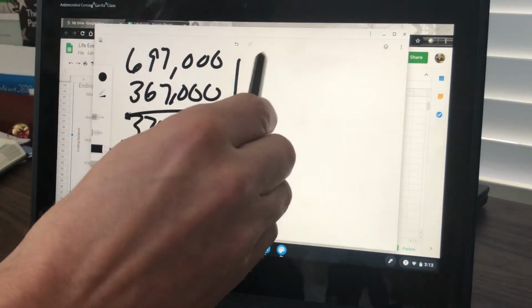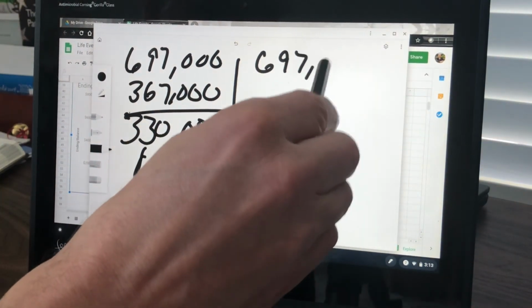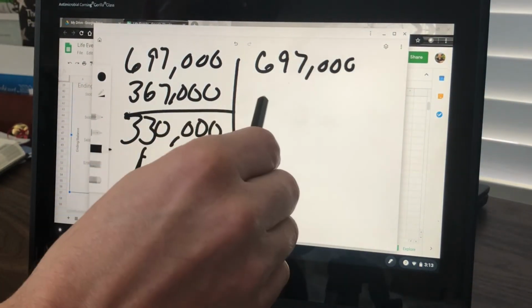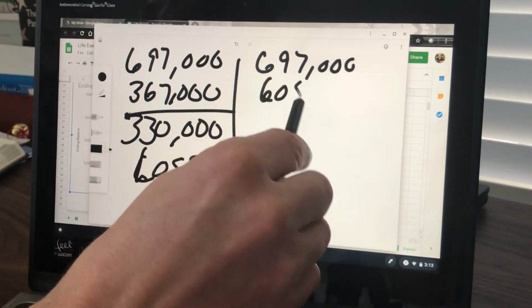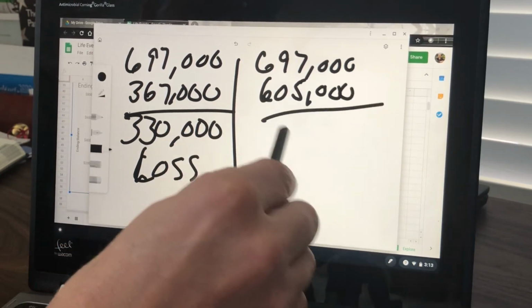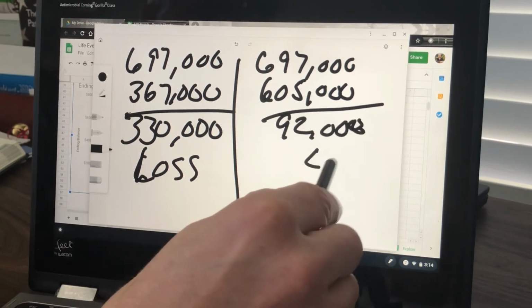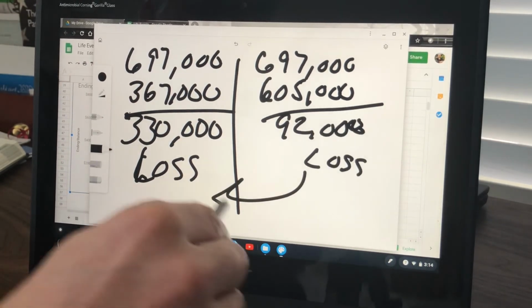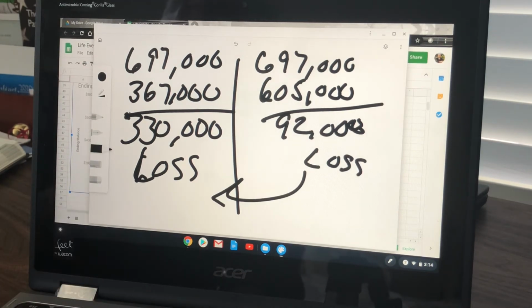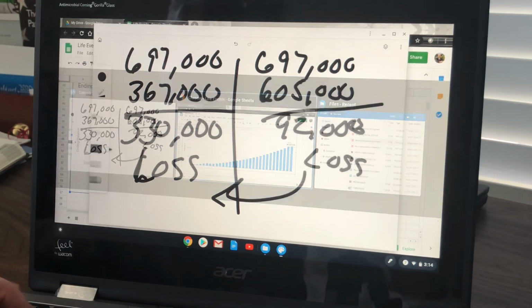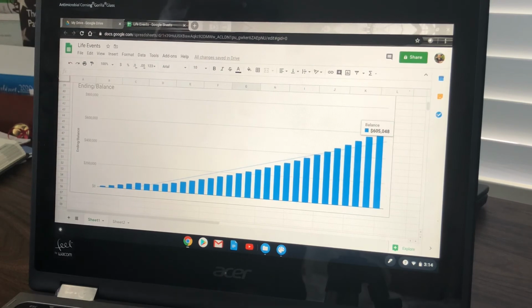So in this scenario, we would have had $697,000 had the loss not occurred, but with the loss, we're at $605,000, and so that's a loss of $92,000. Which, you know, is sufficient. That's quite a bit better than this scenario over here. What's kind of cool about this little spreadsheet I created is you can see the impact of these different financial decisions and different life events.